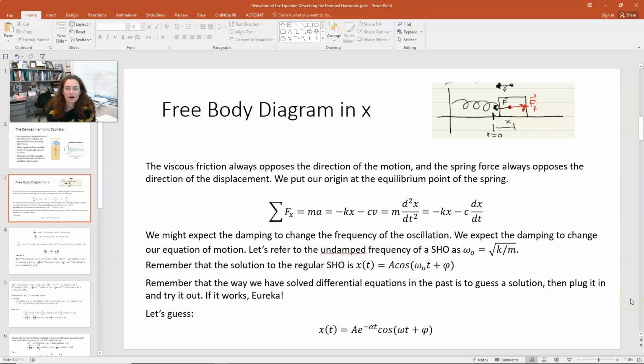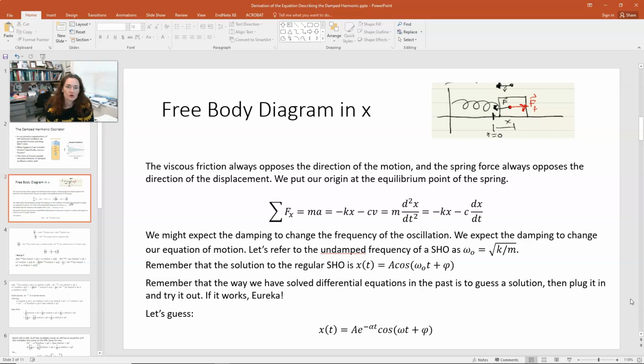Okay, so let's think about what's going on here. Let's look at our free body diagram and consider what the forces are acting on our mass on a spring. So what we've got here are two forces now in the horizontal direction. We're going to let it oscillate in the horizontal direction so that we don't have to worry about gravity. And we're going to say that we have the two forces: Hooke's law, the spring force, which is a restoring force that always pushes the object back towards the equilibrium point, and then we have viscous friction or damping.